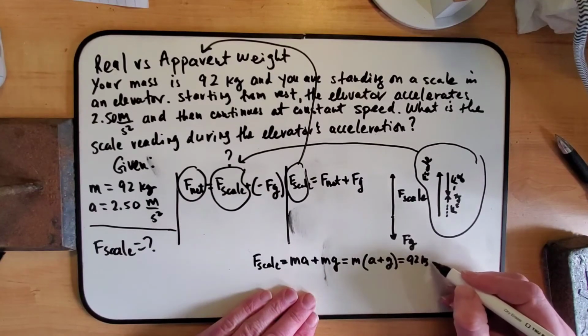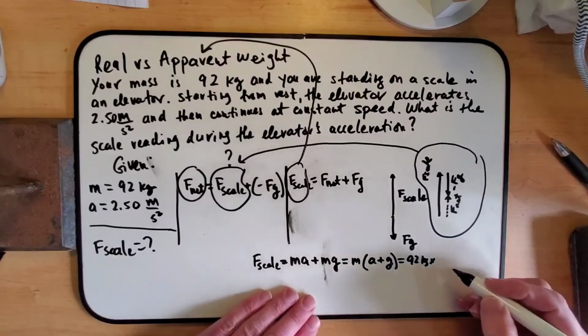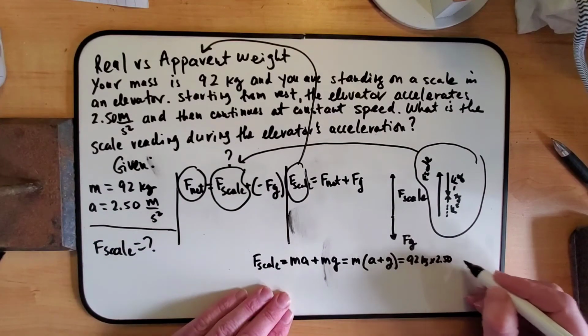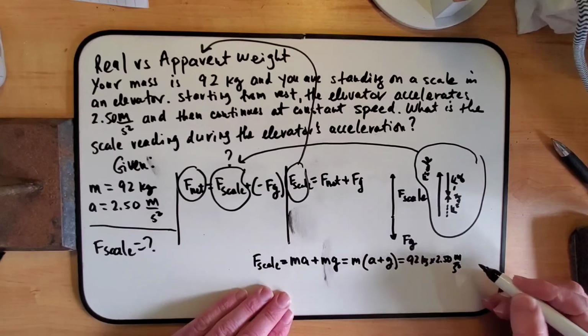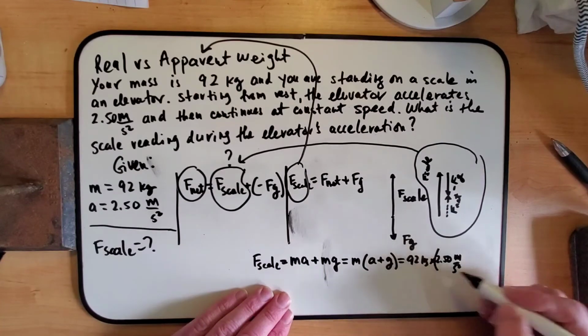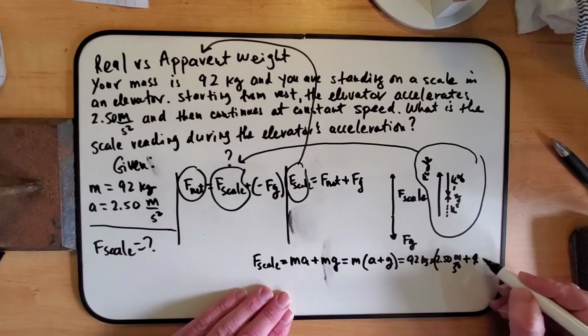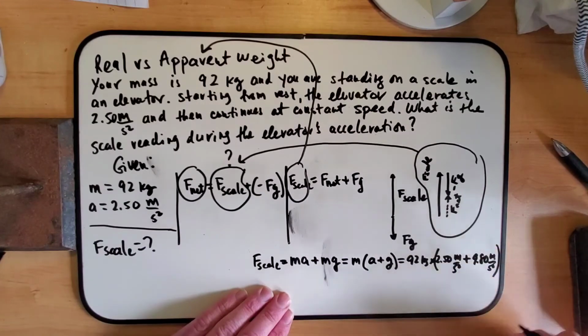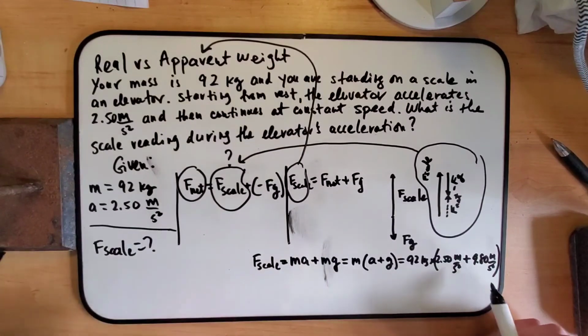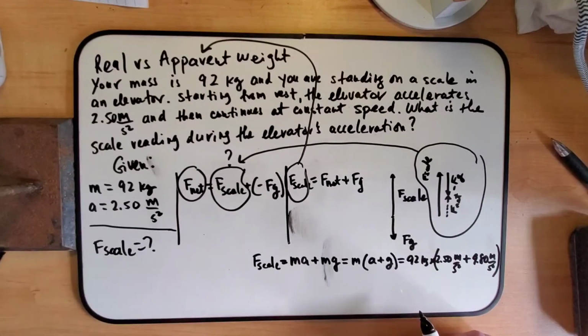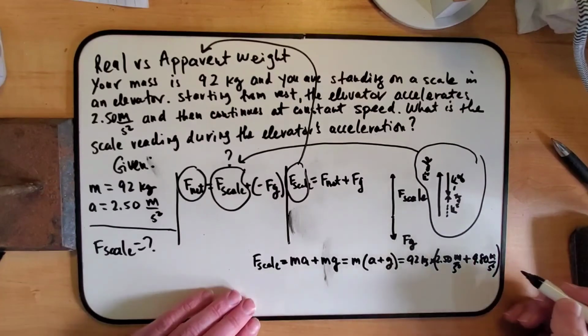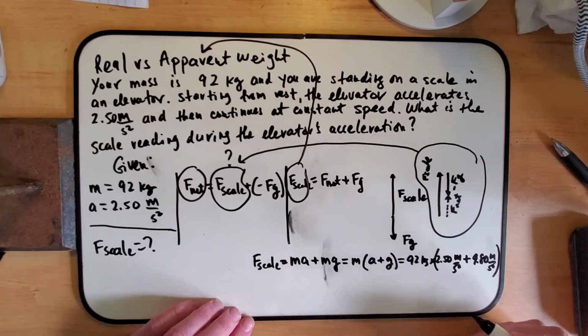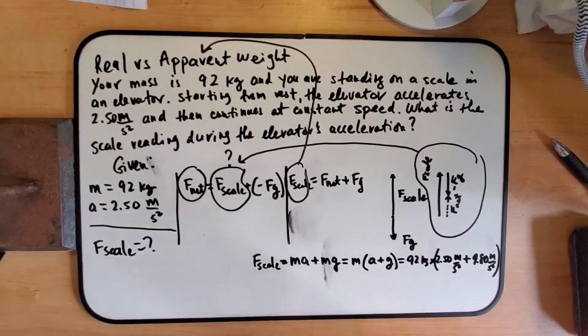92 kilograms times the acceleration that was given to me, 2.50 meters per second squared, in parentheses, plus 9.80 meters per second squared. And again, if you cannot make out these numbers, just rewind the recording and listen to my explanation. All right, so what do we got here now? What's the answer? Well, I'm going to use my calculator. Let me just get my calculator. It's stuck a little here.